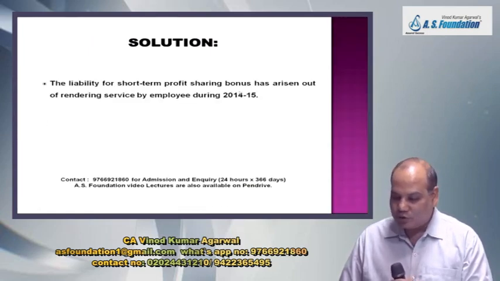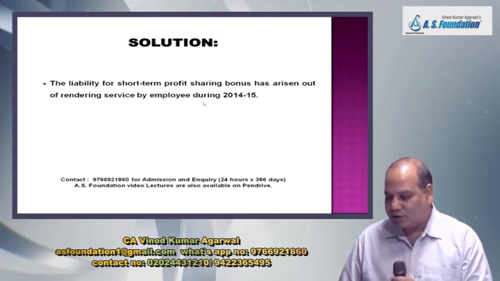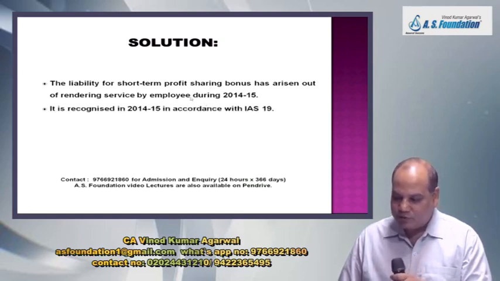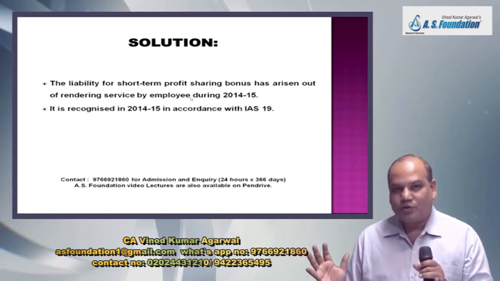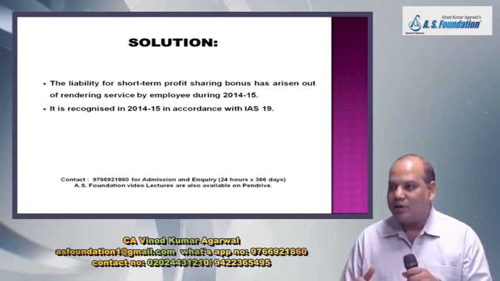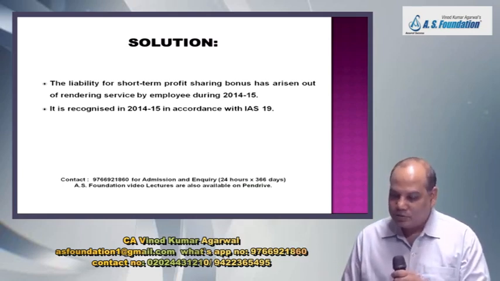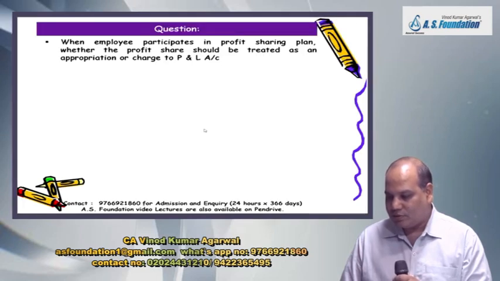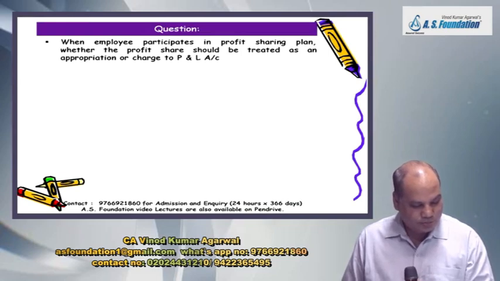So the liability for short-term profit sharing bonus has arisen out of rendering service by the employee during 2014-15. Matching concept: expense should be charged in that period where the services were obtained. So therefore, it should be recognized in 14-15 as per IAS 19. Now, it is an adjusting event. It will be provided. Last question for today.